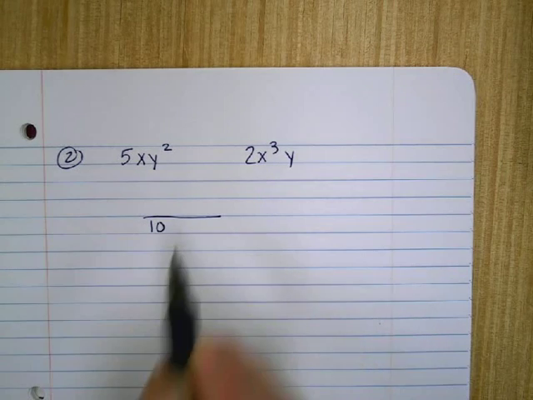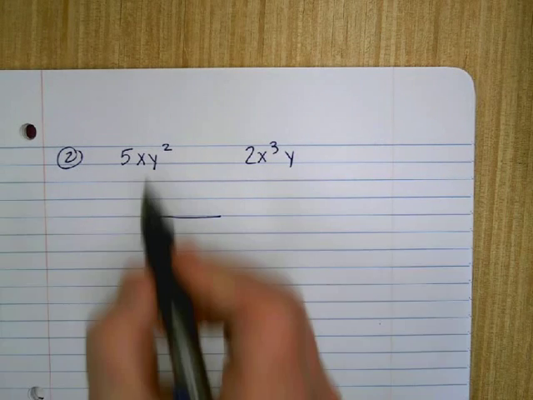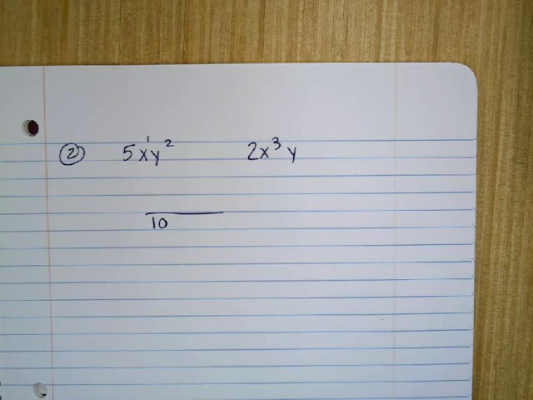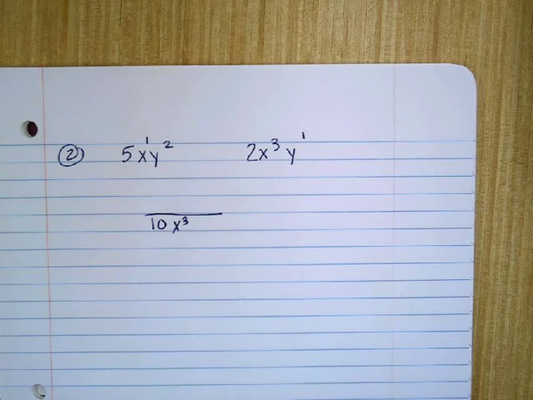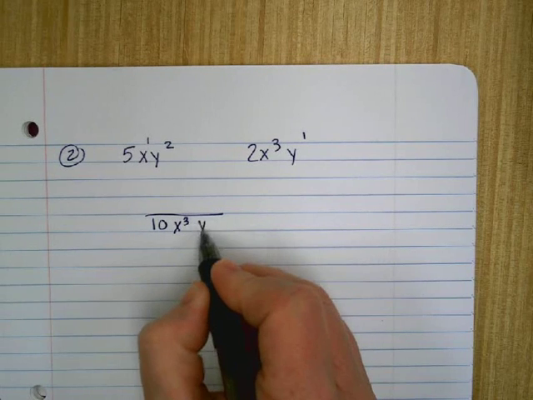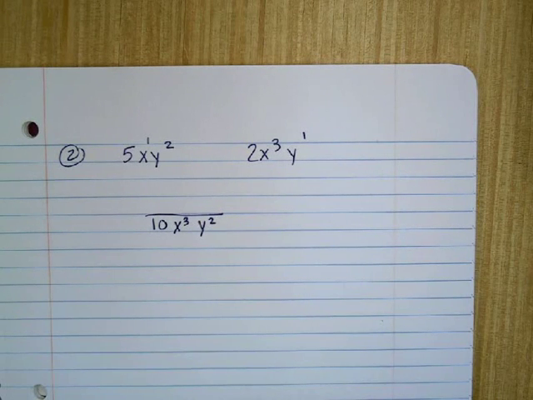10. Now you have x to the first and you have x to the third. You have to use the highest power of x that you have, which is x to the third. y squared and y to the first. What power of y do you use? y squared. Okay. That's how you choose your denominator.